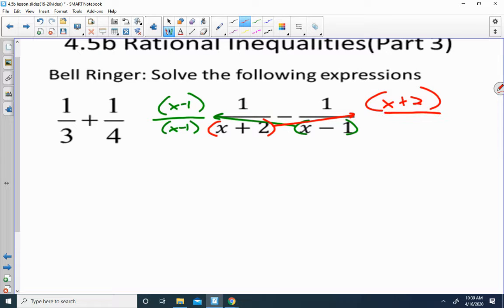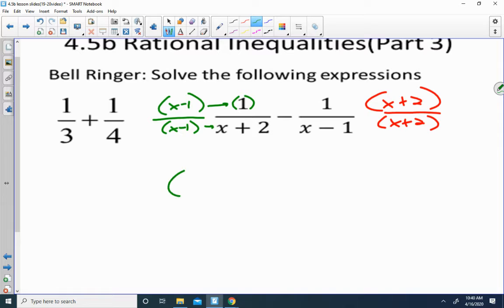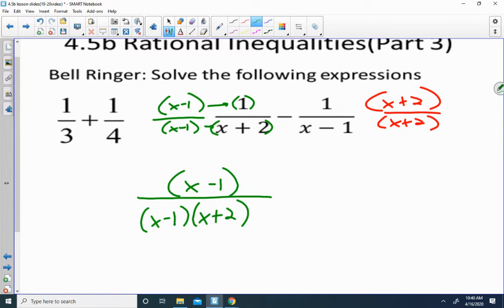X plus 2 all over x plus 2. Okay, let's see what that does. I'm just going to erase this part just to see what that does. On this side, x minus 1, if I multiply that by 1, that doesn't really change anything. So I'm just going to leave that as x minus 1 on top. On the bottom, I'm going to have x minus 1 times x plus 2. Technically, you could FOIL that if you want, but we really don't have to. For the time being, just leave it as x minus 1, x plus 2. Don't FOIL. Trust me, it'll make your lives easier if you don't.